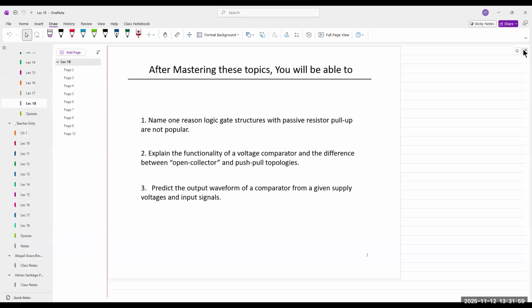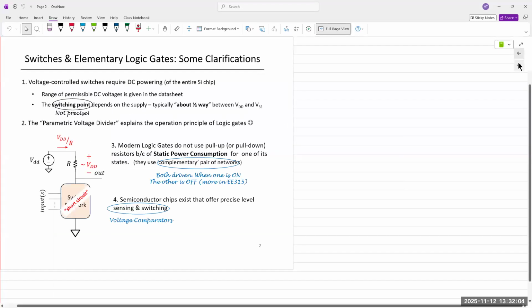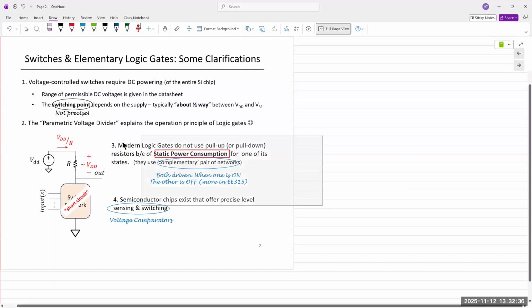Okay, comparators. So switches and elementary logic gates, and then comparators. We looked at pull-up resistors and pull-down resistors. One of the reasons they are not very widely used is because of static power consumption. Static power consumption refers to the energy that is consumed when the system or the circuit is not in use.